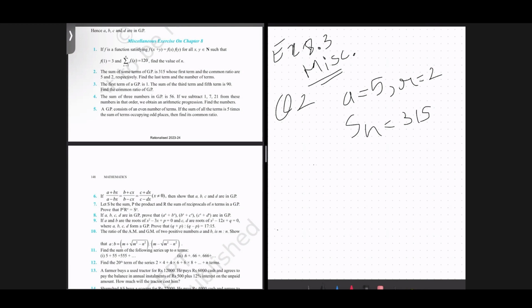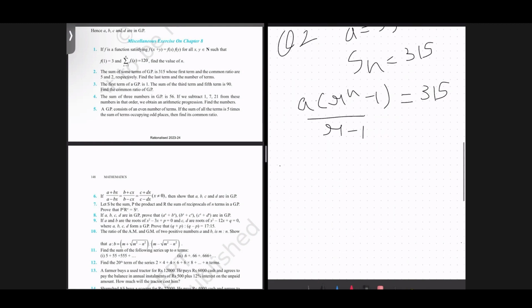So the summation of n terms is going to be a(r^n - 1)/(r - 1), and that has been told to us as 315. So a, the first term of the sequence, is 5. R, we know that r is going to be 2. So we have (2^n - 1)/(2 - 1), and we have 315 right here.